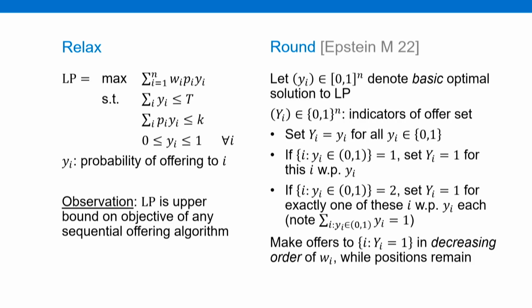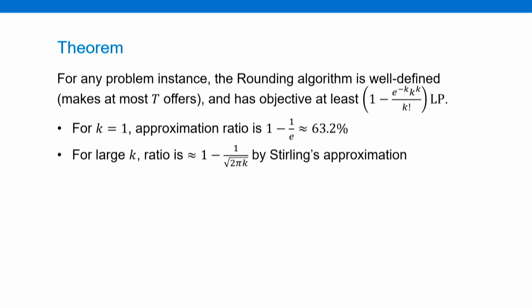OK, so that's my algorithm. And the theorem is just for every problem instance, this algorithm is well defined. It makes at most T offers. And that's why it was important that we selected at most one of those fractional components to be 1. And now I'm going to show you that we get objective at least this factor times the LP, and therefore at least this factor times the value of any algorithm.